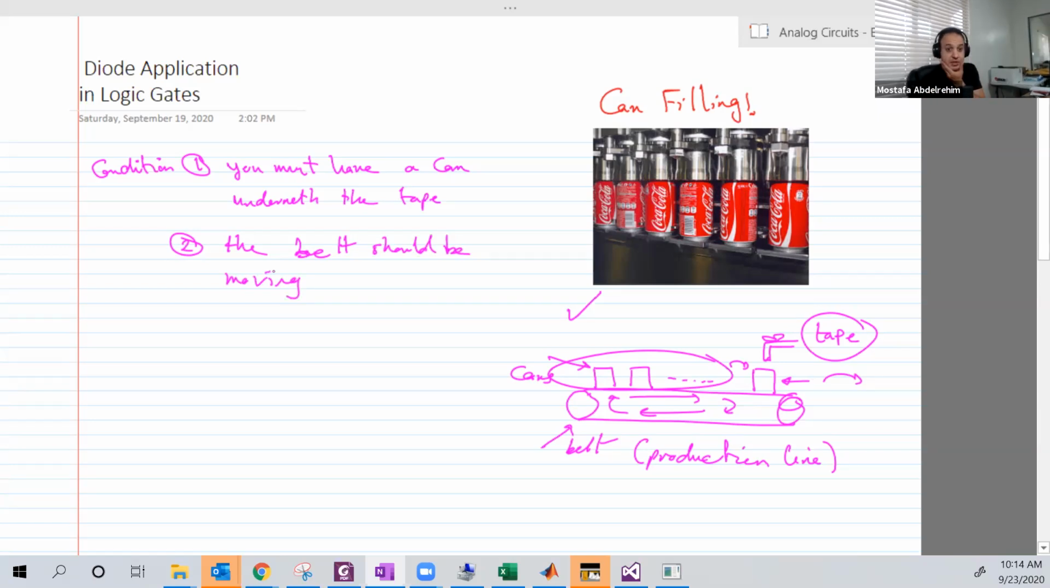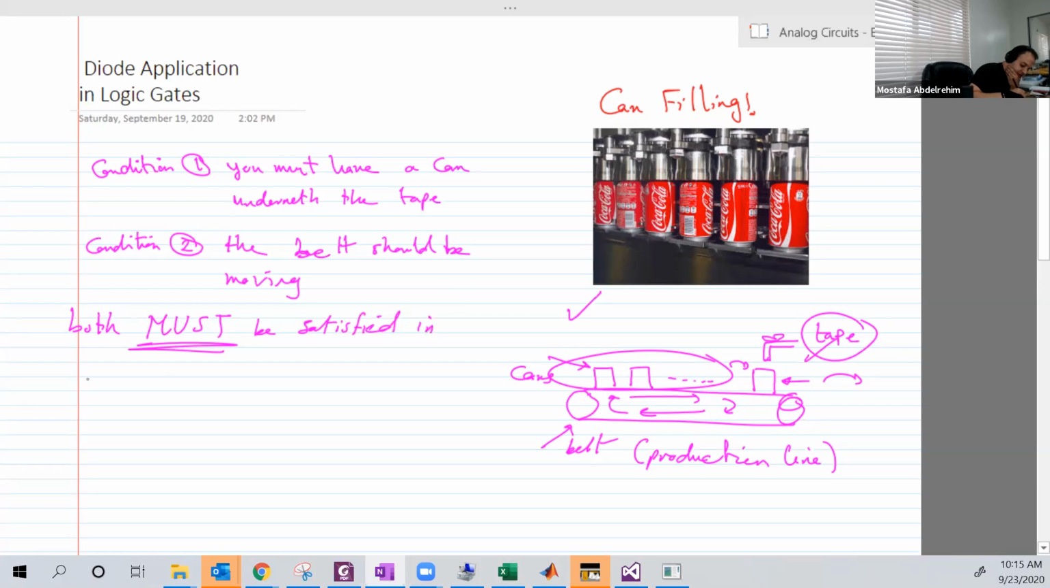Okay, so we have two conditions in order to open this tap. This is condition one and this is condition two. Both must be satisfied in order to turn on the tap, or whatever you call it, or the valve, or to fill the can. So we can do that using, this is basically an AND logic.